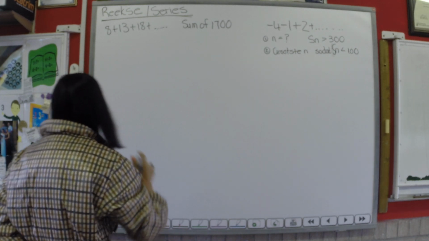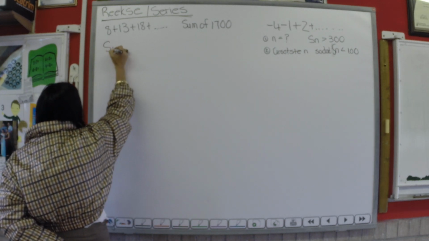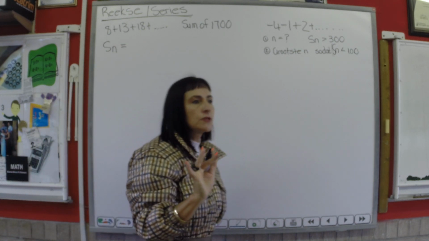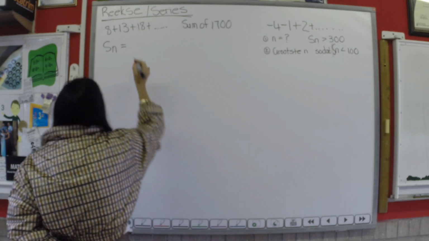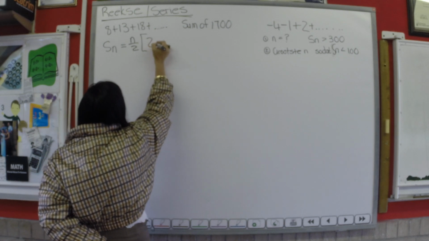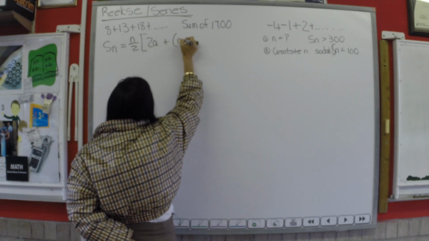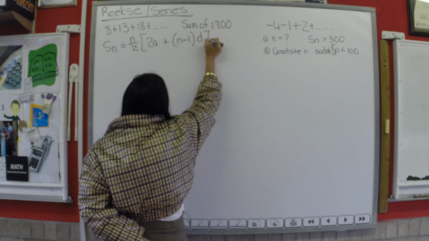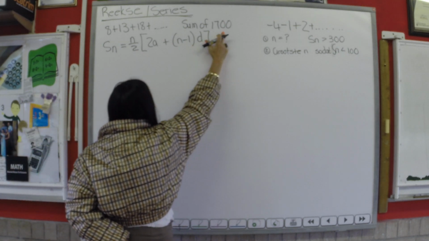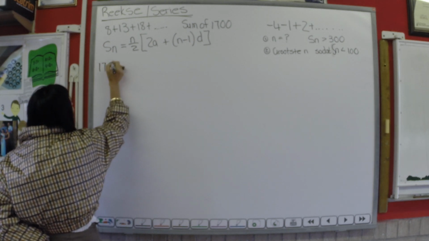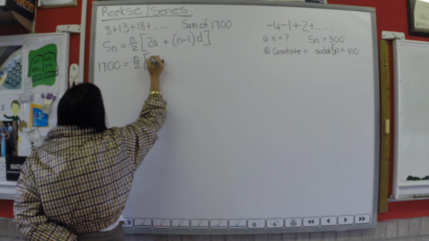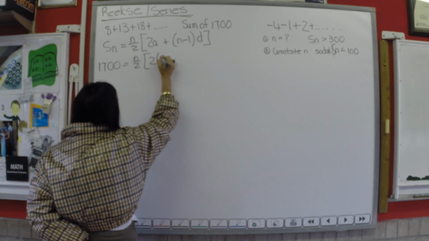So first, let's write down our formula. Sn, I haven't got the last term, so I'm not going to even think about using a plus l. So ek gaan my oorspronklike formule gebruik, n op 2 maal 2a plus n min 1 d, and I'm going to insert all the variables that I've got. I've got Sn, 1700. Ek soek vir n, so ek het nie vir n nie. I've got my first term, 8.